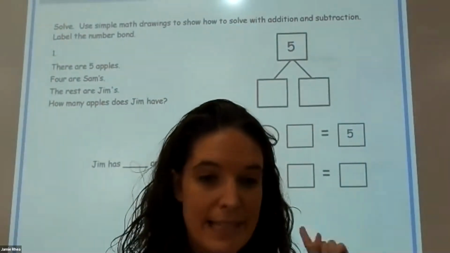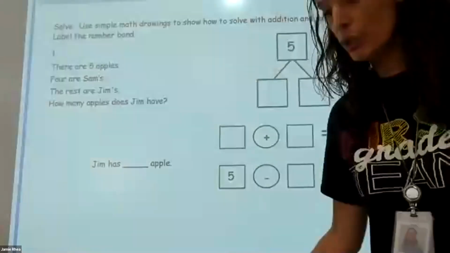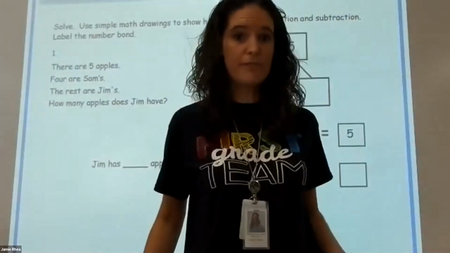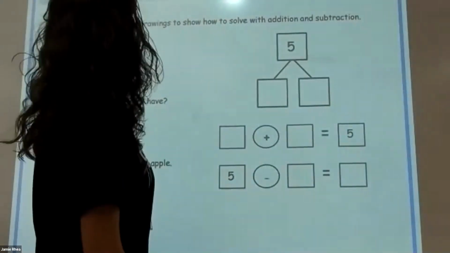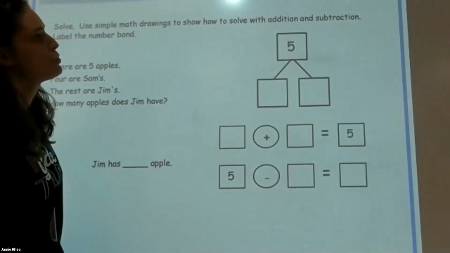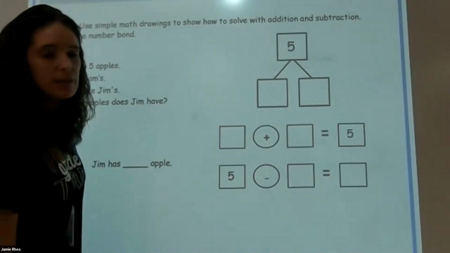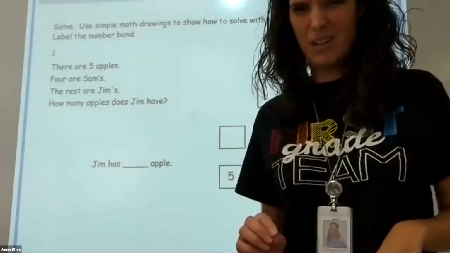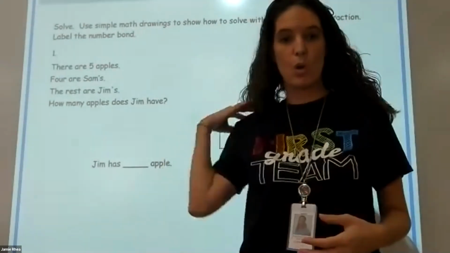All right, and let's read the directions because as we know, good math detectives always read what we have to solve first, then we go back and look for clues. We're going to use simple math drawings to show how to solve with addition and subtraction. We have to label the number one. Now I understand that's going to be very kind of tricky with Cammie, but I want you to try your very best to label it, okay? Because it is important to label so we know which ones go where, okay?